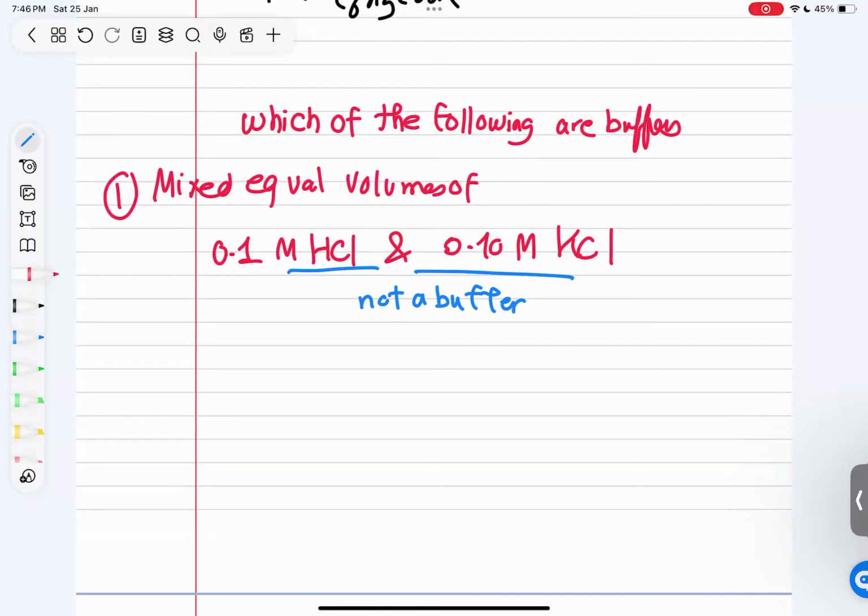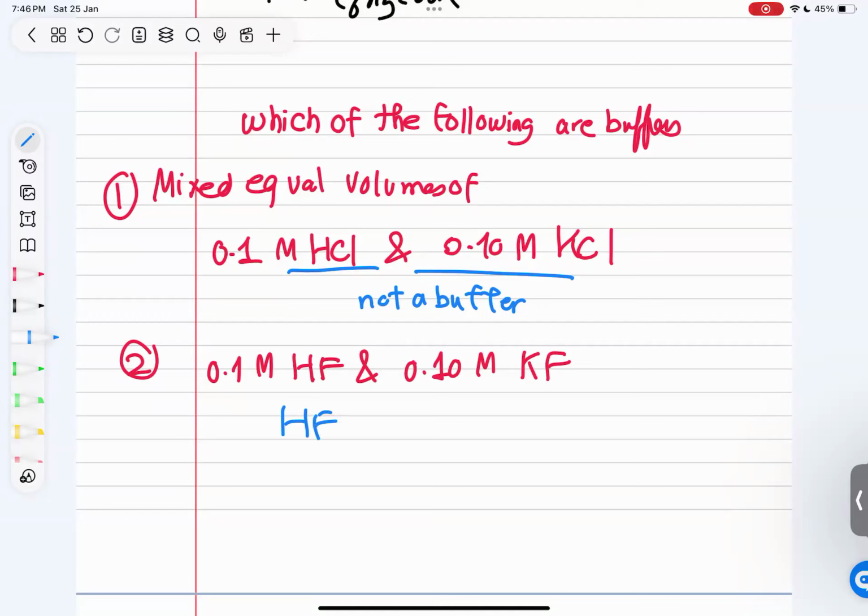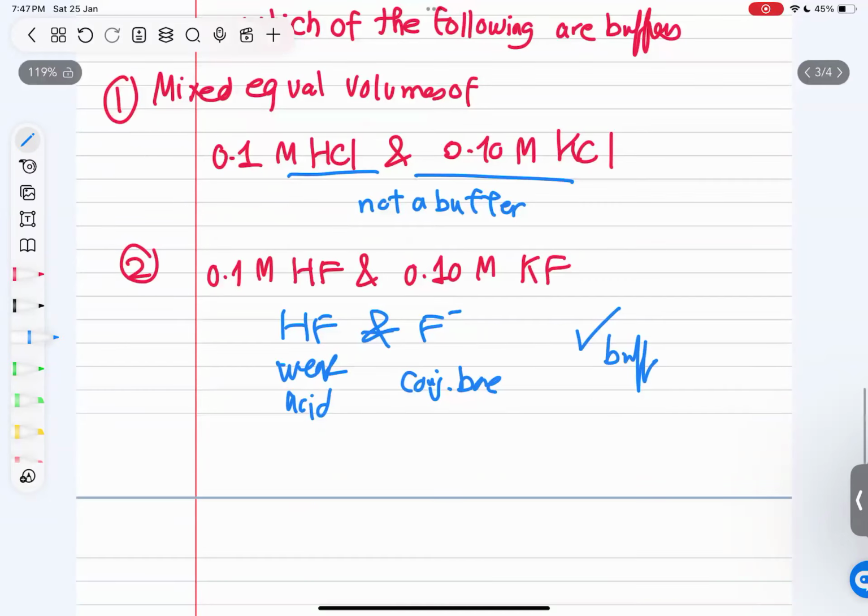The second one, if I mix equal volumes of 0.1 molar HF and 0.1 molar KF. Yes, this is a weak acid and its salt. The weak acid is HF, and now I have the F minus. HF and F minus are the weak acid and its conjugate base, so they make a buffer. Yes, this is a buffer.